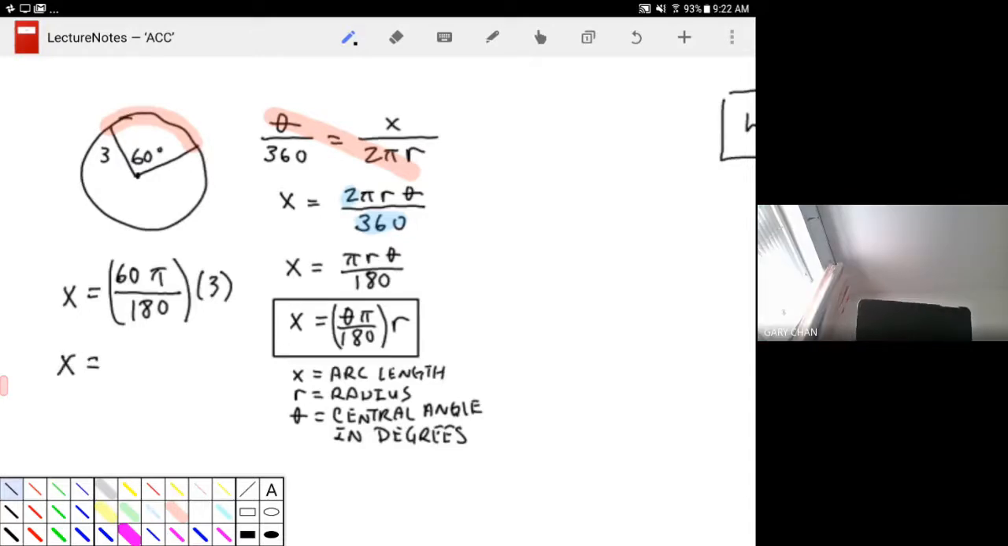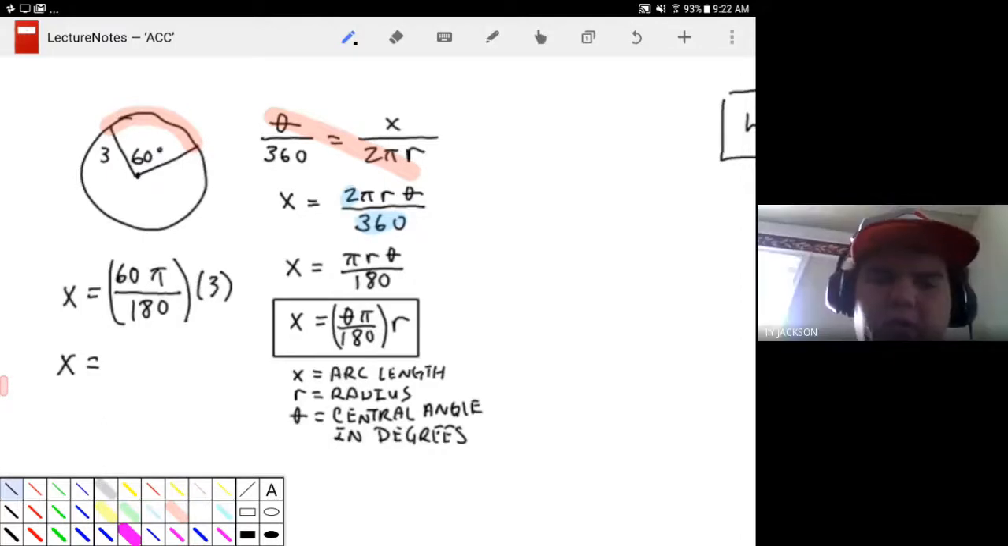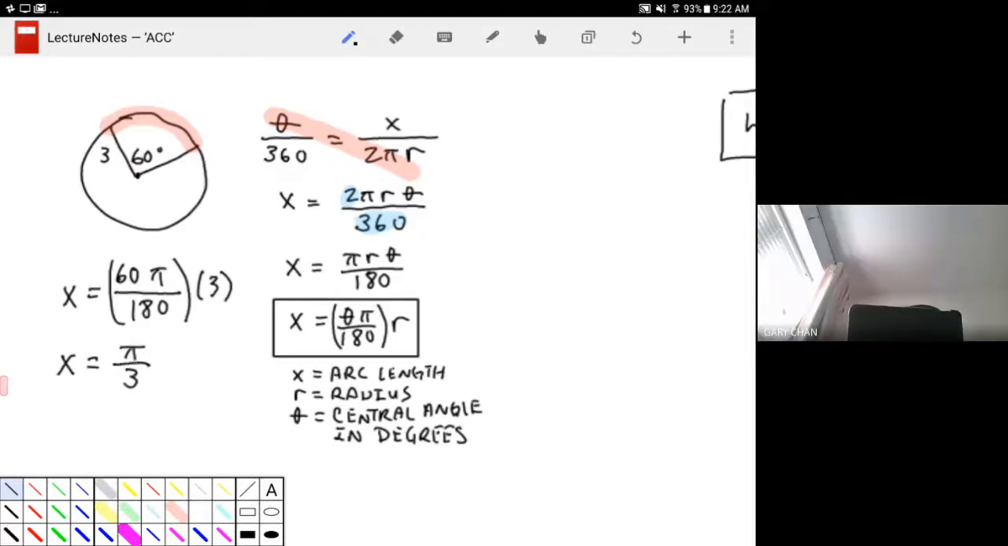And Ty, does 60 go into 180? Yes. 60 over 180 goes 3 times, so it'll be 1 over 3. That's right. Nicely done, Ty. So it's pi over 3 times 3. Can I reduce that further? You just turn it into pi. It just turns into pi. Ty, you are definitely on a roll here.